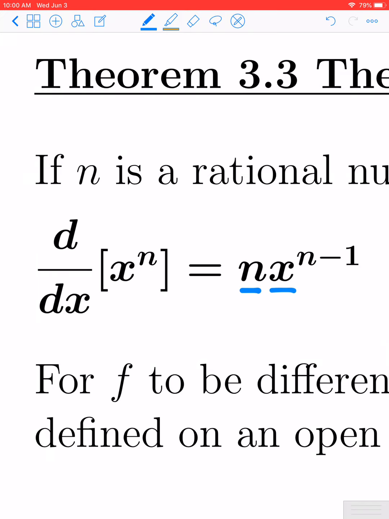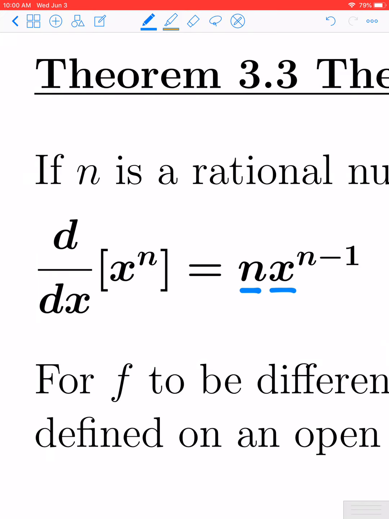For example, if we wanted the derivative of, let's say, x to the 4th, you would simply bring the power down in front as a multiplication, multiply it by x, and then reduce the power by 1. 4 minus 1 would give us 3. So the derivative of x to the 4th is going to be equal to 4x cubed.